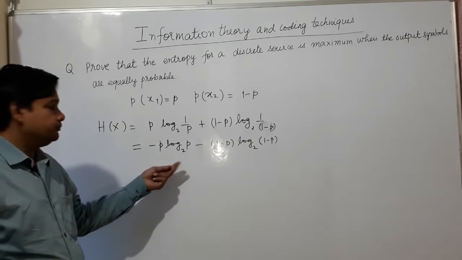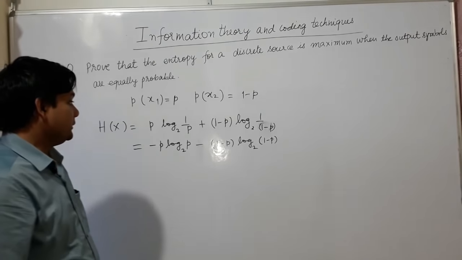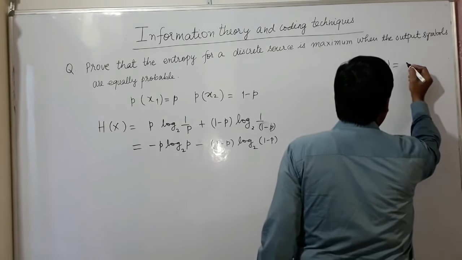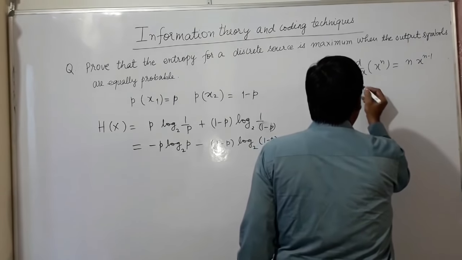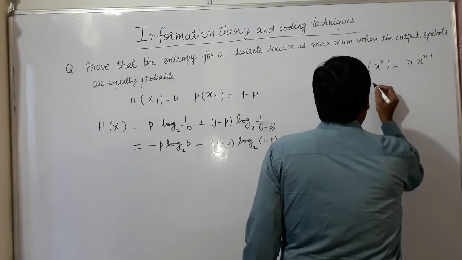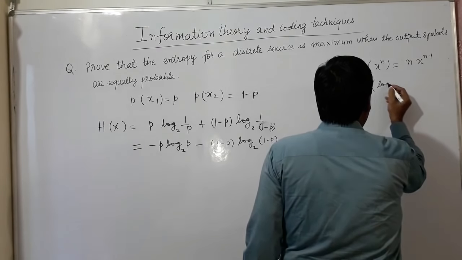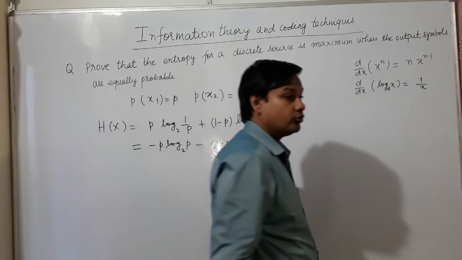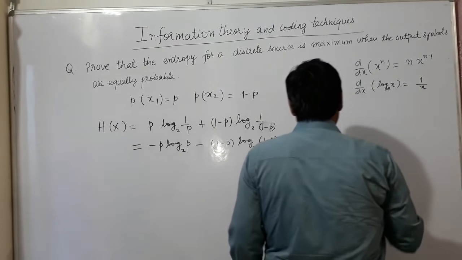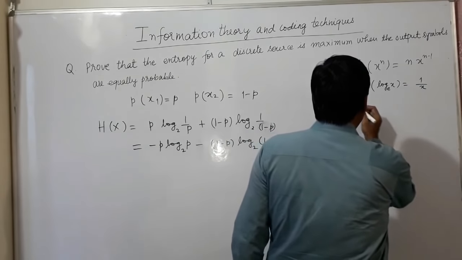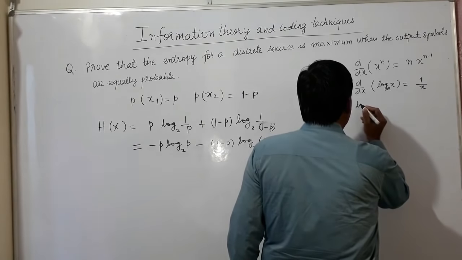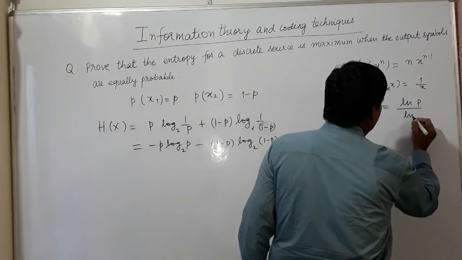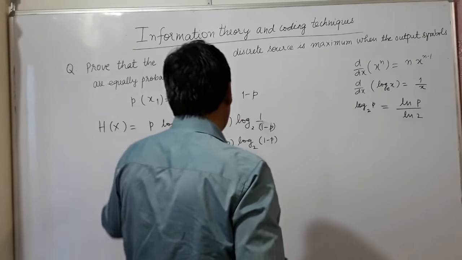Now, I have to take its derivative with respect to p. So, we know d upon dx of x to the power n was n x to the power n minus 1, and d upon dx of log x, it was 1 upon x, but base of the log was natural log. I could write it ln, and if I want to convert this base 2 to natural log, what I have to do, log p with respect to base 2, I have to write it natural log p divided by natural log 2. In this way we shall solve this problem.